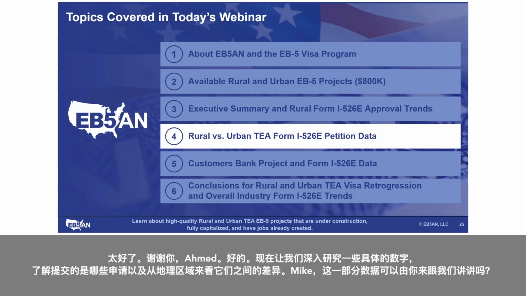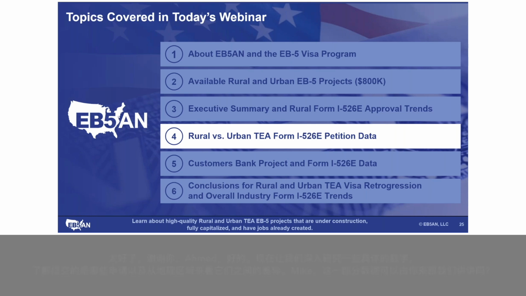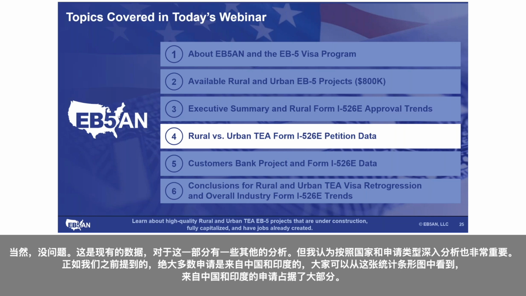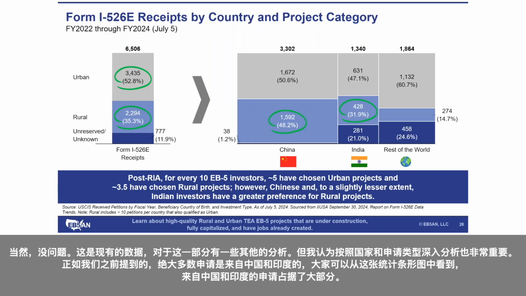Perfect. Thank you, Ahmed. All right, so now let's get into some of the specific numbers and get a sense for where filings are happening and how that differs across geographic region. Mike, do you want to walk us through some of this data? Sure, absolutely. And some of this is data that's been available, and there have been some other pieces of analysis on this, but I think it is really important for us to also dive into the by country, by category. So as we mentioned before, a vast majority of all applications have been from China and India, as you can see from this stack bar chart, where China and India make up the bulk.